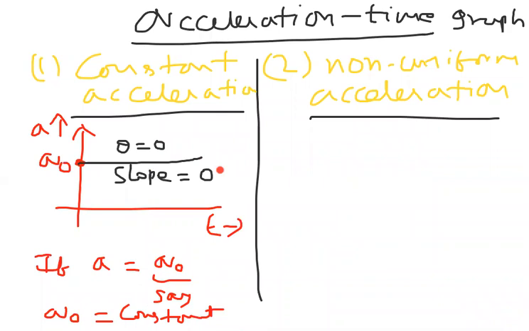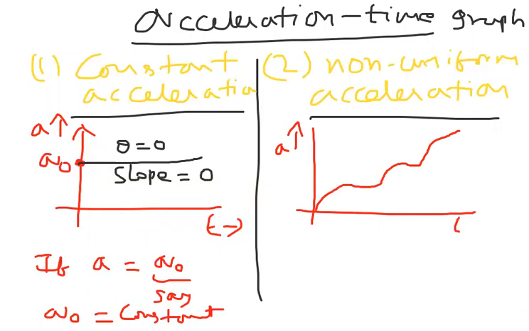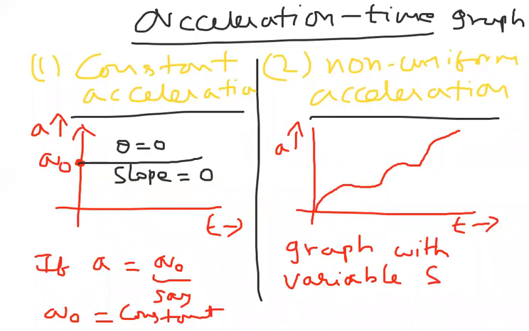Now let us observe non-uniform acceleration. Non-uniform acceleration means we must not draw a straight line. If you draw in a zigzag way like that, this is non-uniform acceleration. Everywhere acceleration is changing, so we can also say this is a graph with variable slope. The slope is changing everywhere.